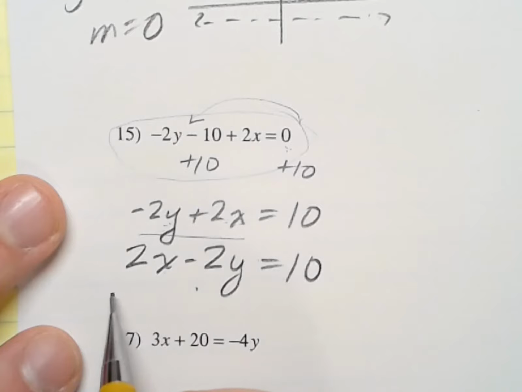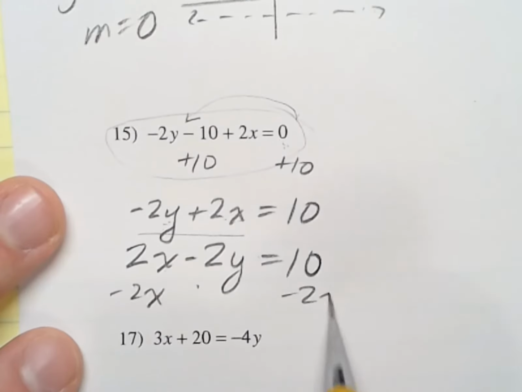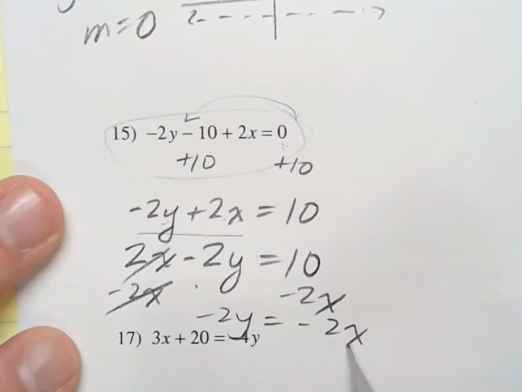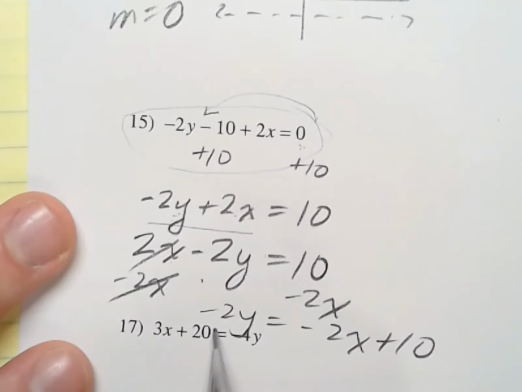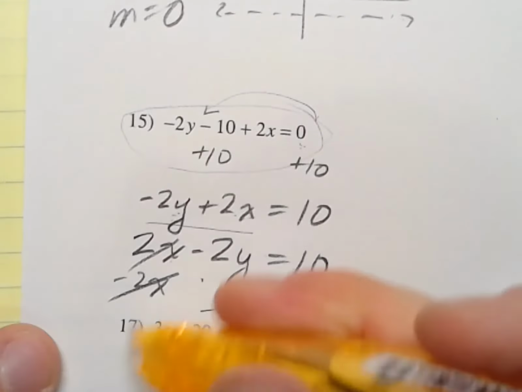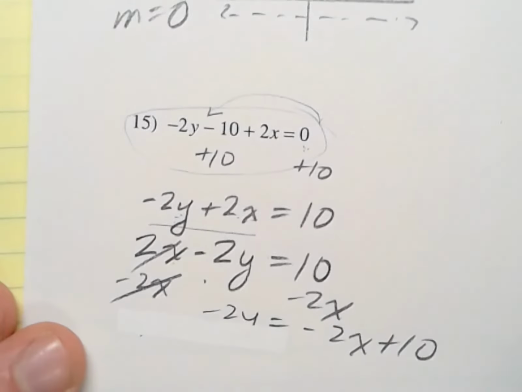And so if we subtract a negative 2x, then you have a negative 2y and a minus 2x and a plus 10. And then if you divide, I'm kind of running out of space here. I wasn't going to do this next problem anyway. Let me just get rid of it. Like that. Okay.